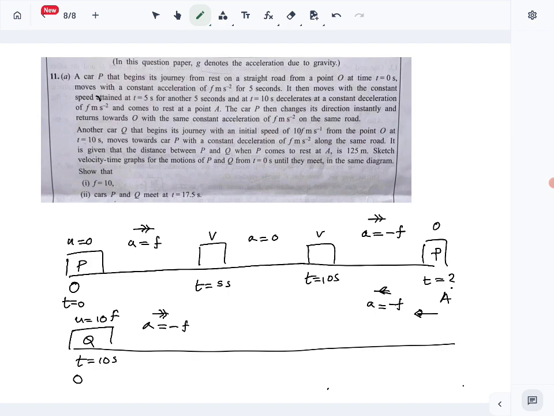Then there's another data given. The distance between P and Q when P comes to rest at A is 125 meters. We have to use that also. We'll see how to use that. Sketch the velocity time graphs for the motions of P and Q from t equals 0 until they meet in the same diagram. So let's first draw P's motion.